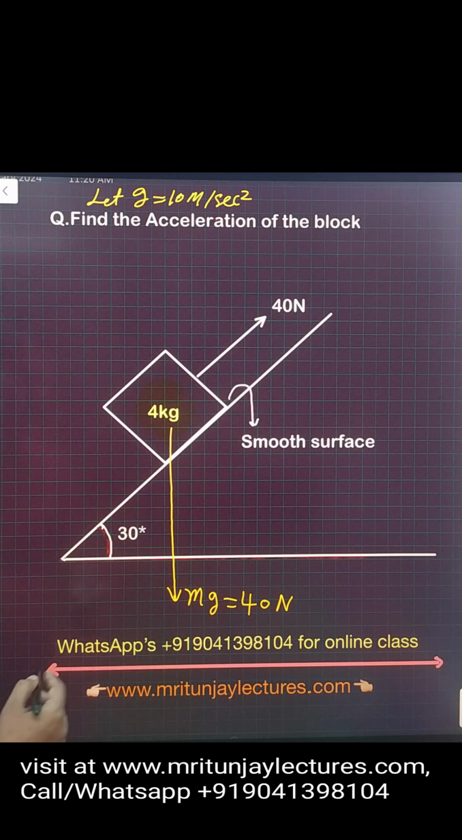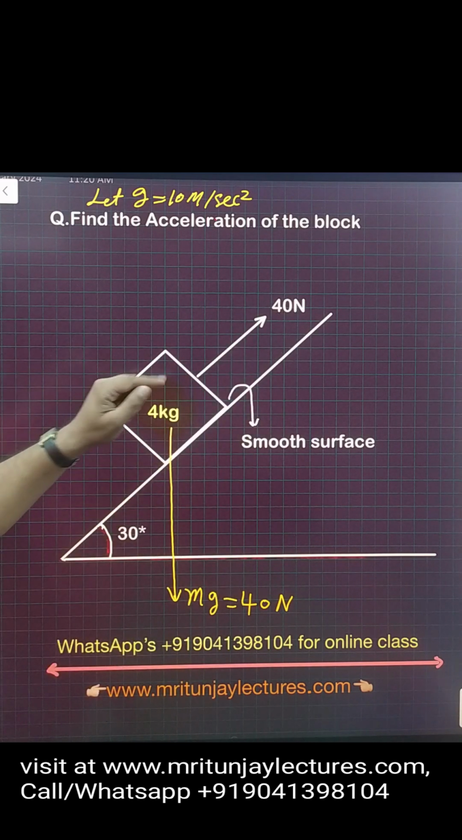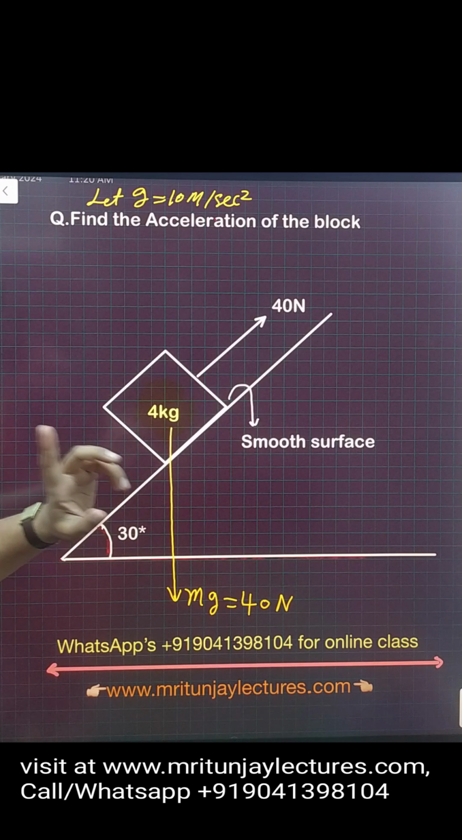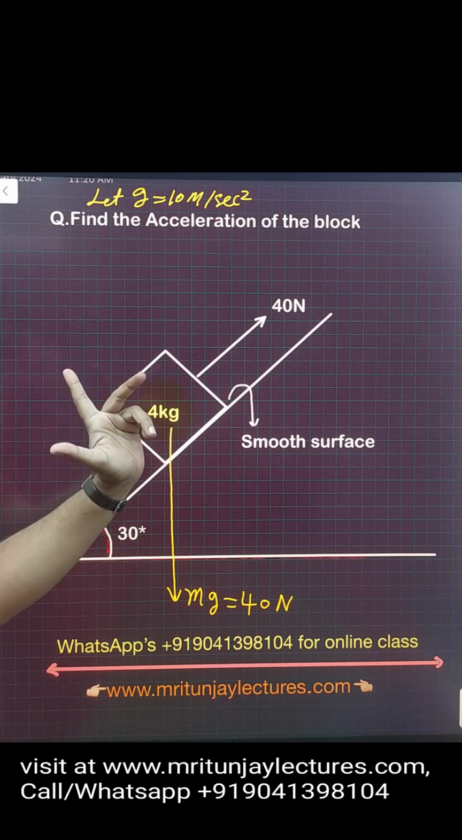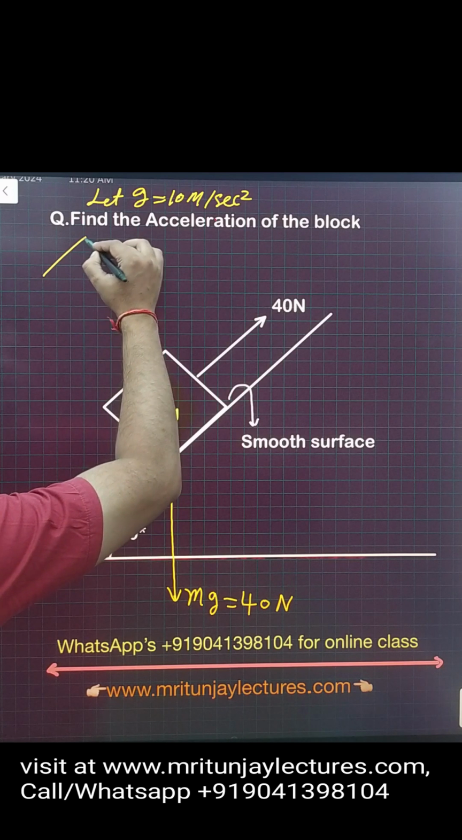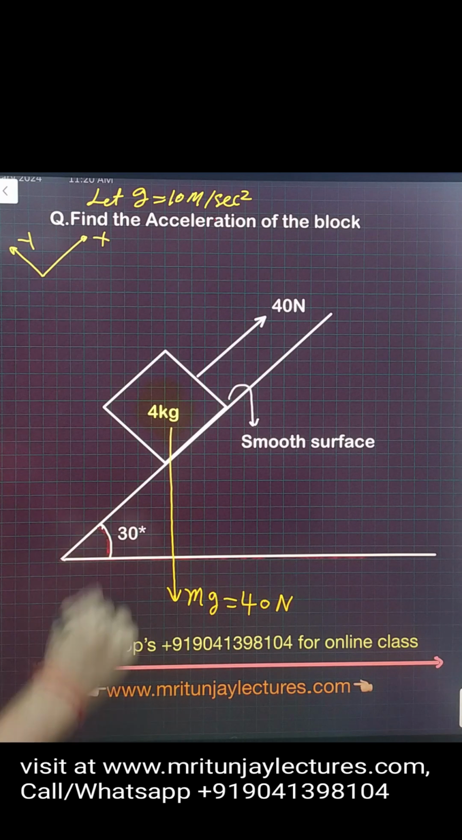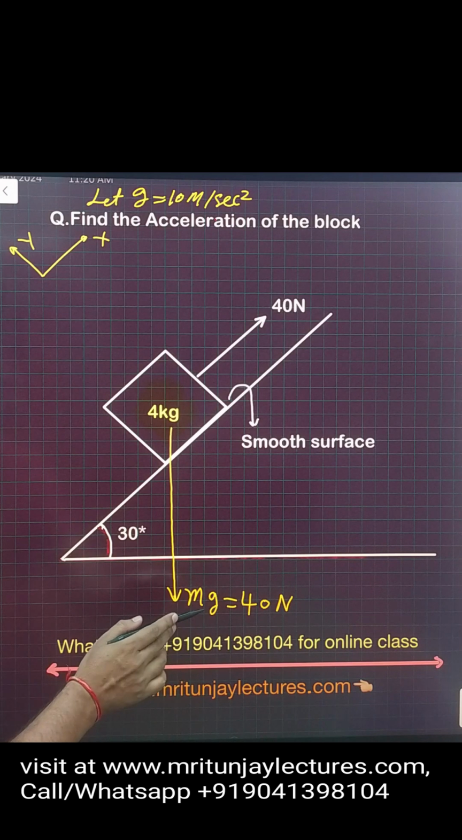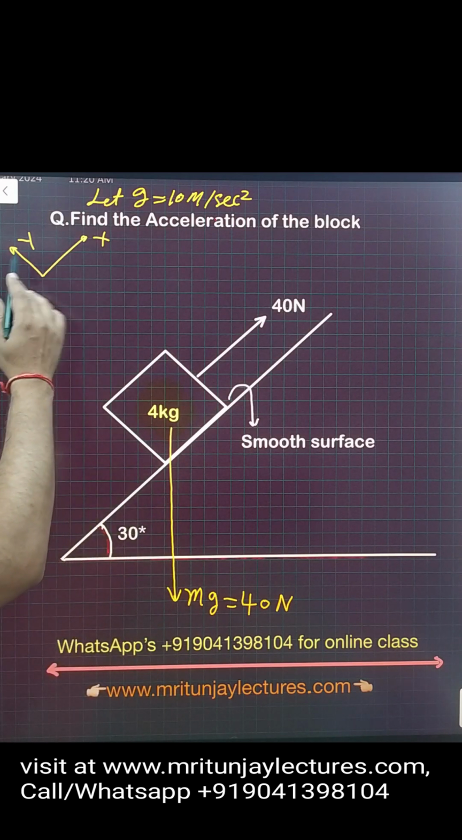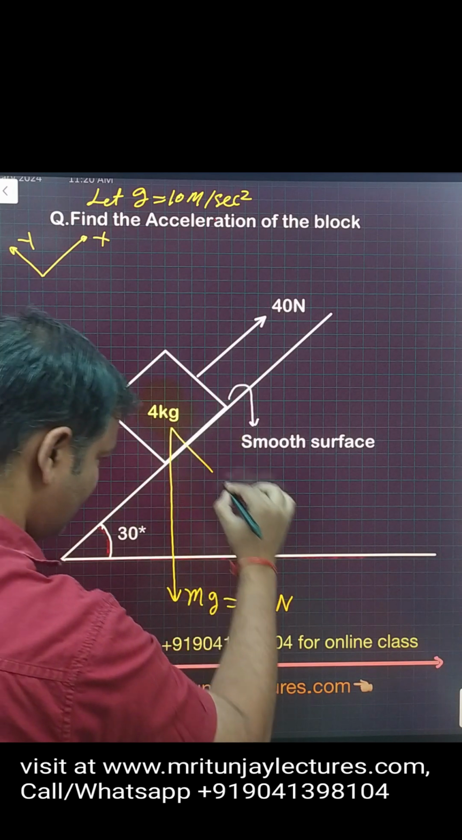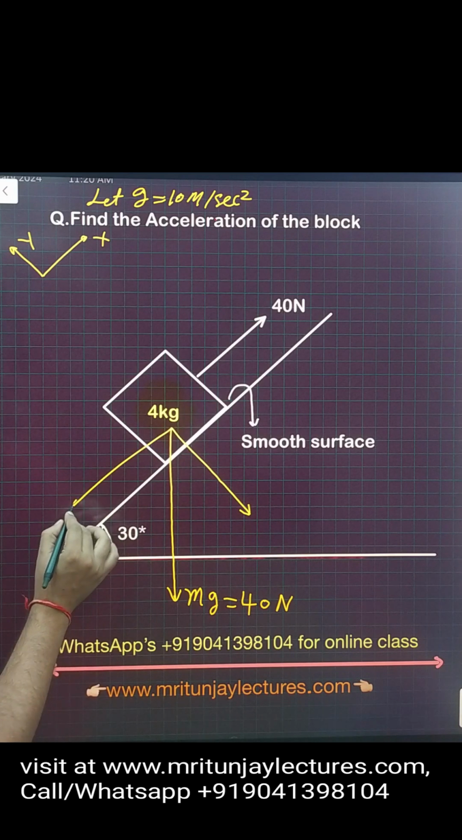First of all, the block can move along this direction or this direction, not along any other direction. So all the components of forces are taken along the capital X axis and the capital Y axis. So we take the component of each force in this direction and this direction.